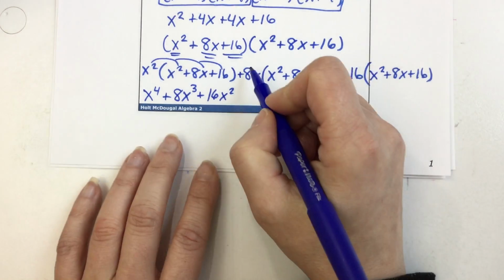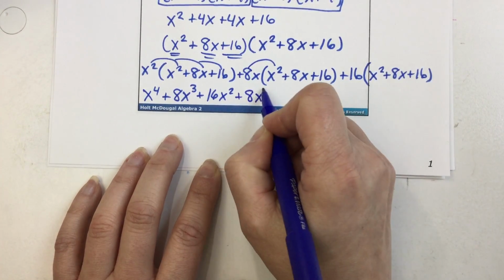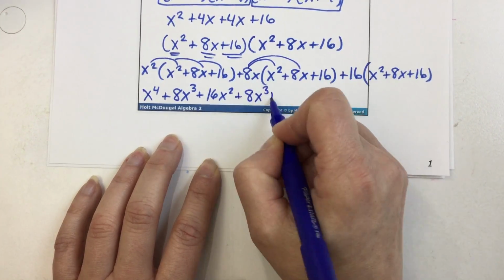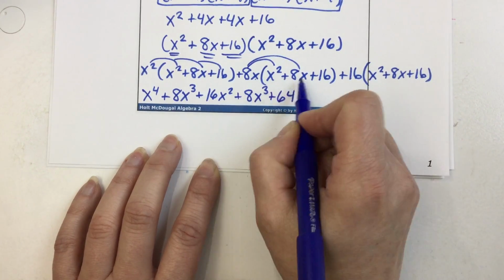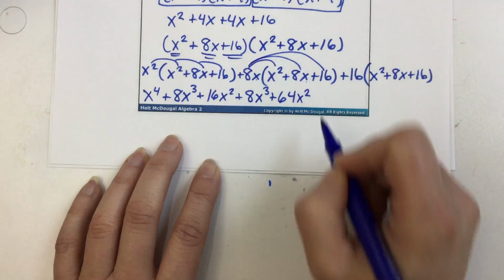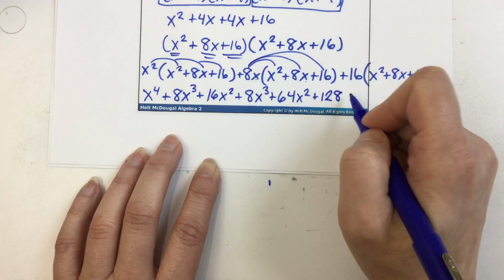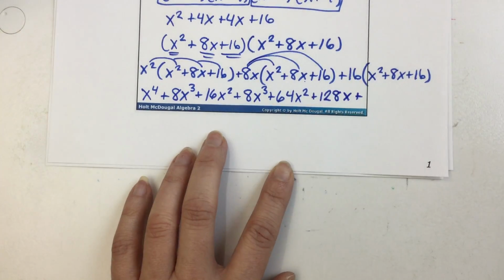Now the next time I bring in 8 and an additional x. So this becomes 8x cubed. 8 times 8 is 64. 1x and 1x makes 2 x's. 8 times 16 is 128. This has an x, this does not, so together it's 1.